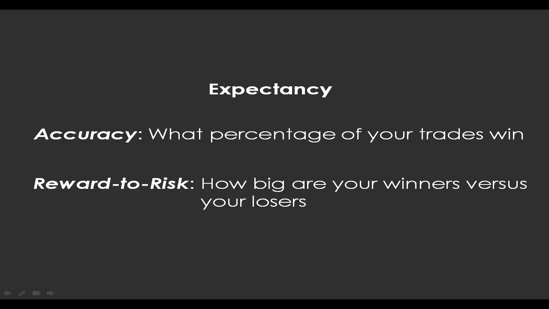So as we talked about before, edge or expectancy is a product of two things. One is accuracy, i.e. what percentage of your trades actually make money or win. And the other is reward to risk, i.e. how big are your winners versus your losers. Now there's an actual expectancy formula that we can use to determine the edge of any given strategy or system. So let's take a look at that.